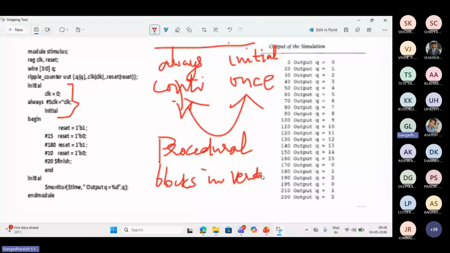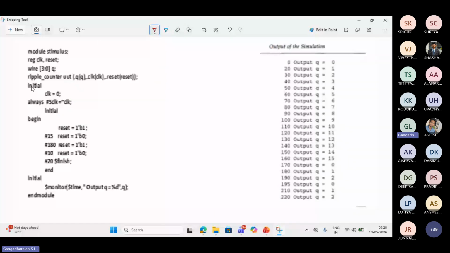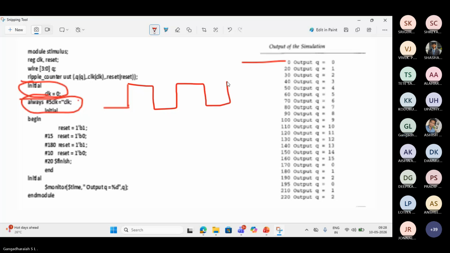Initially, let's say my clock is 0 here. Now I use always here, so after every 5 time units my clock becomes not of clock. I'm trying to generate this scenario here. This is 5 time units, this is 5 time units. The clock period turns out to be 10 time units.